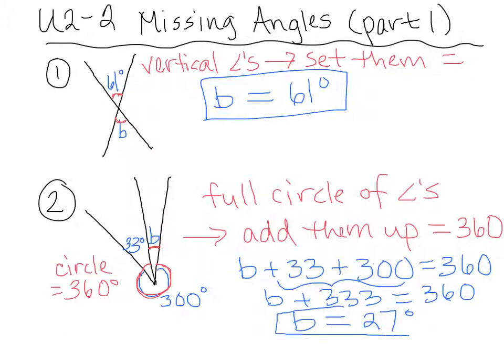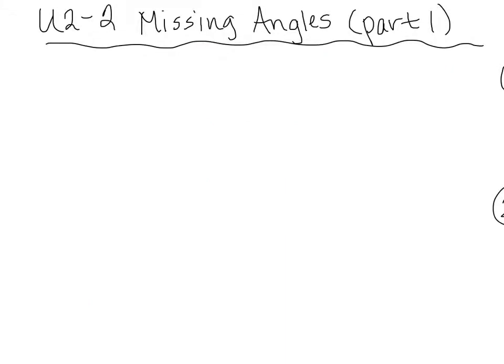So finding B when you have the full circle is adding them all up and setting them equal to 360 and solving for your variable.